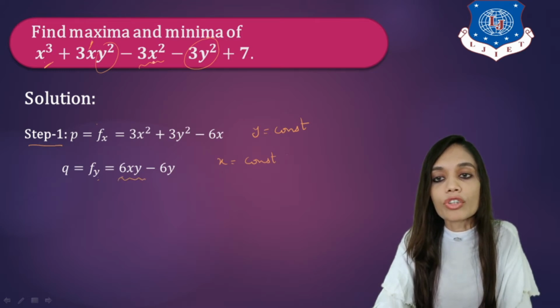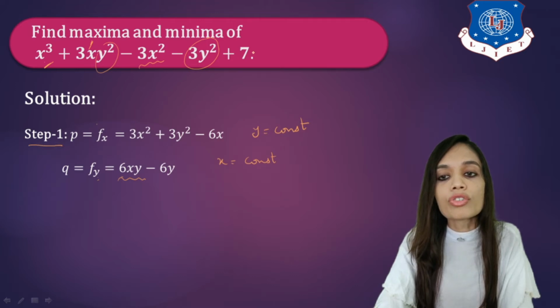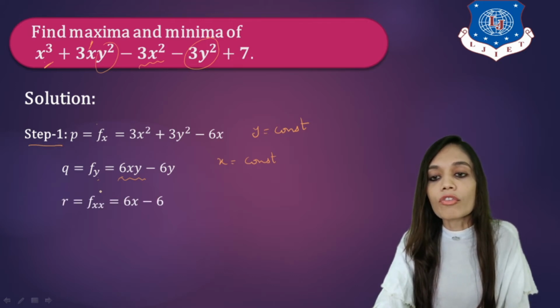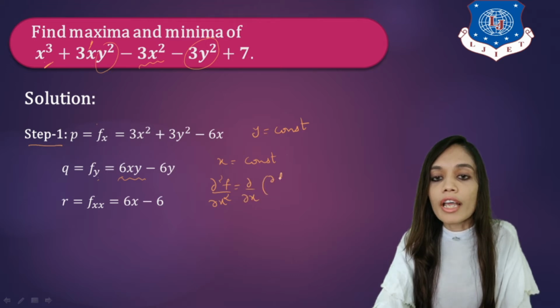Derivative of this will be equal to 0 because it is constant, and derivative of this will be equal to 6y, and this is again constant, so derivative will be equal to 0. Now let us find r, that is equal to f(x)(x), means del square f upon del x square, that is equal to del by del x of del f by del x. Put the value of del f by del x, that is 3x square plus 3y square minus 6x. So again keep y constant. So what you will get your answer as derivative of this will be 6x. This is constant, so it will be equal to 0. Again derivative of this term will be minus 6.